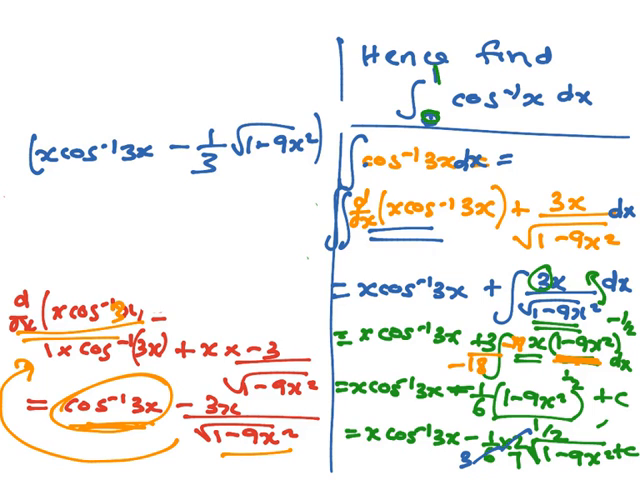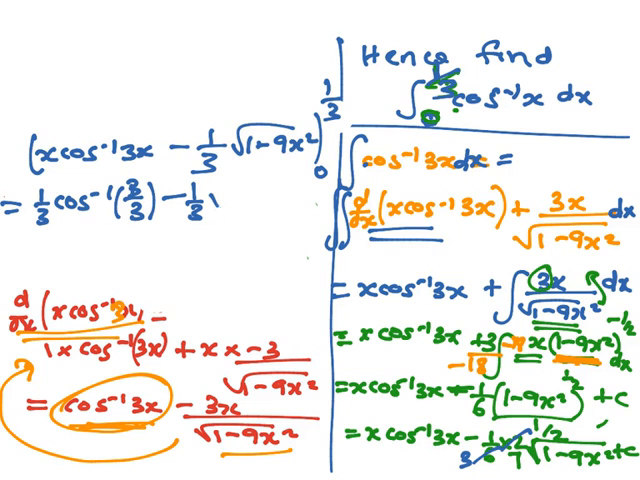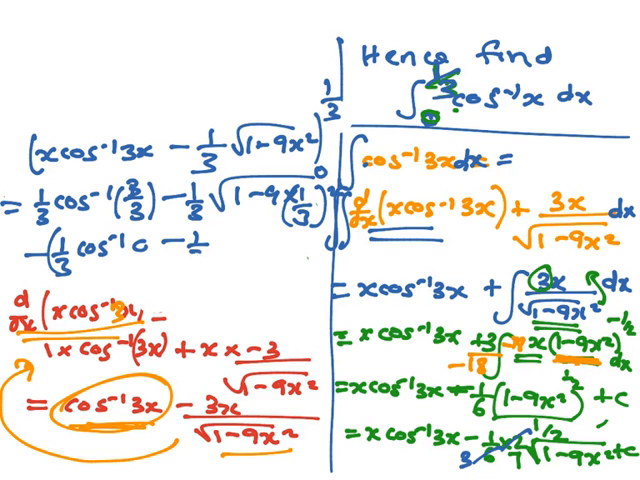Okay. Now, I just noticed those endpoints are out of the domain, so I'm going to change it to 1/3 here, so I don't have to redo the thing. So it's going to go from 0 up to 1/3. So it's going to be 1/3 cos⁻¹(3 on 3) minus 1/3 the square root of 1 minus 9 times (1/3) squared, minus 1/3 cos⁻¹(0) minus 1/3 the square root of 1 minus 9 times 0 squared.